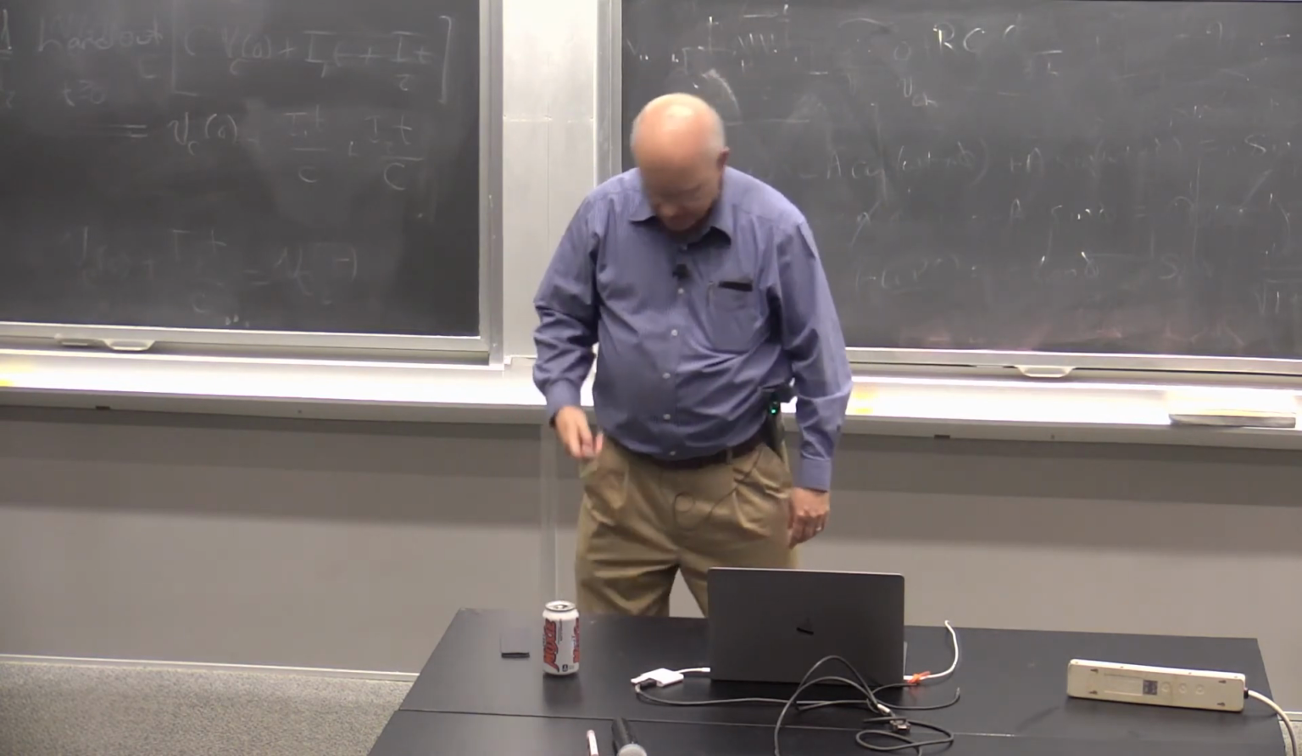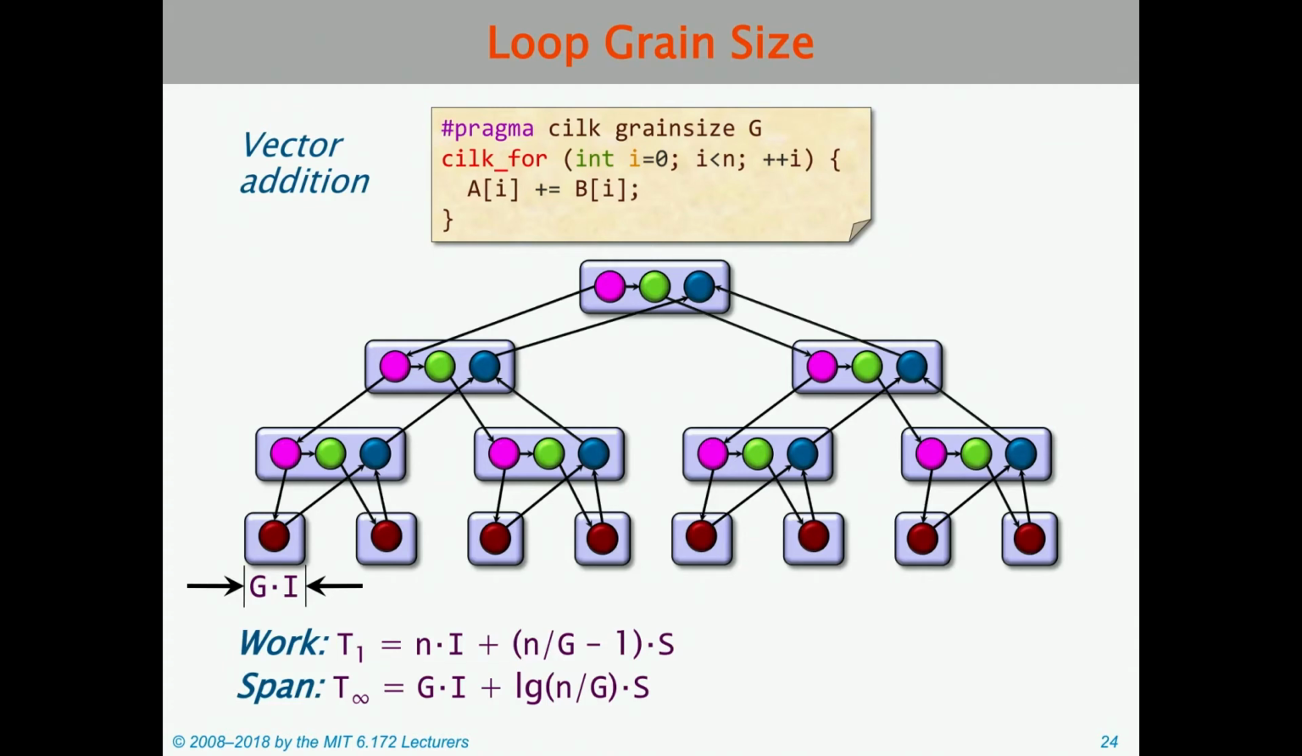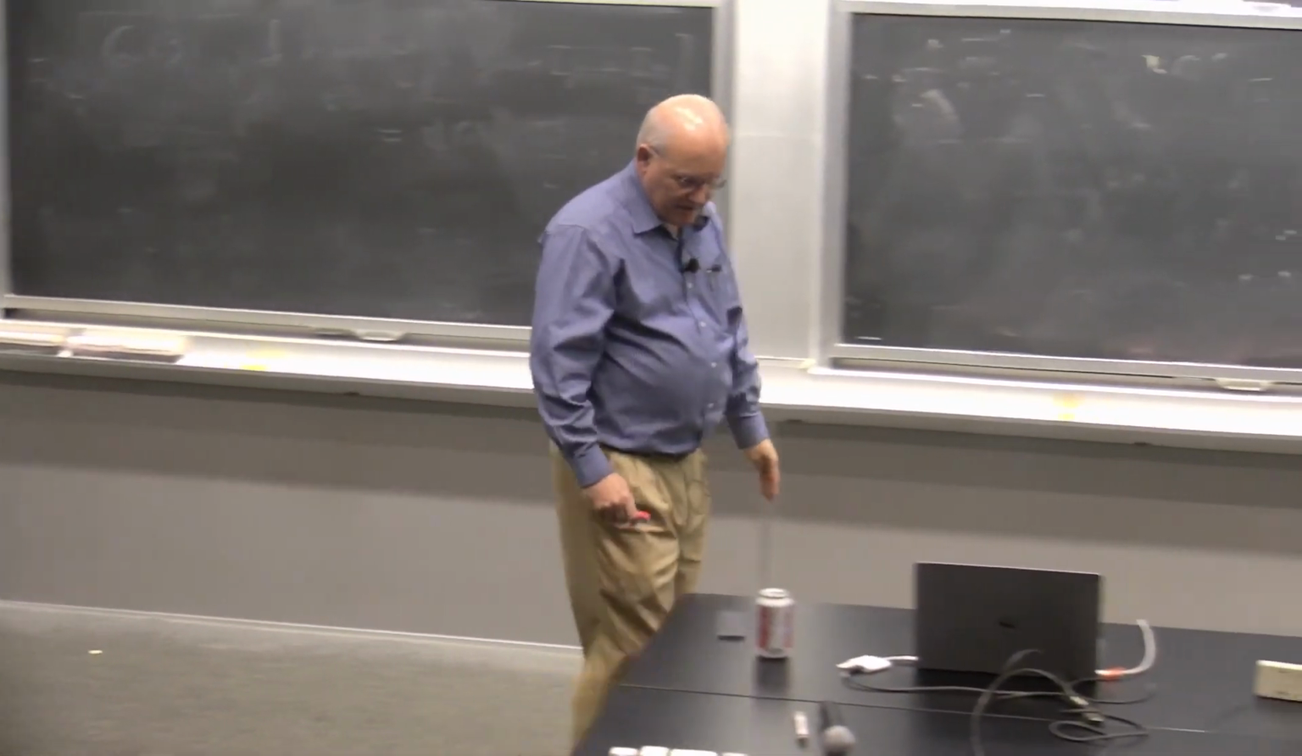Because if you look, the dominant term for G in the first equation is n divided by G. So if I want the work to be small, I want G to be big. The dominant term for G in the span is G multiplied by I. There is another term there, but that's a lower order term. So if I want the span to be small, I want G to be small. They're going in opposite directions. So what we're interested in is finding a medium place.